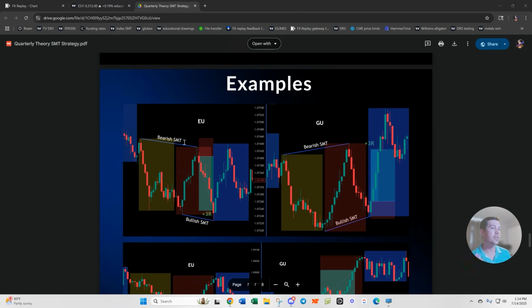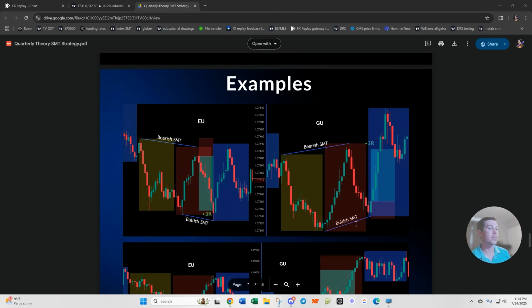And in terms of which pair to enter, you want to think of which is the higher probability pair to continue running to my target. So if you're looking for a short, whichever pair didn't sweep the high is going to be the higher probability pair, because we have some relative weakness on EU in this case, so it's more likely to continue to the downside versus GU, which actually made a higher high here.